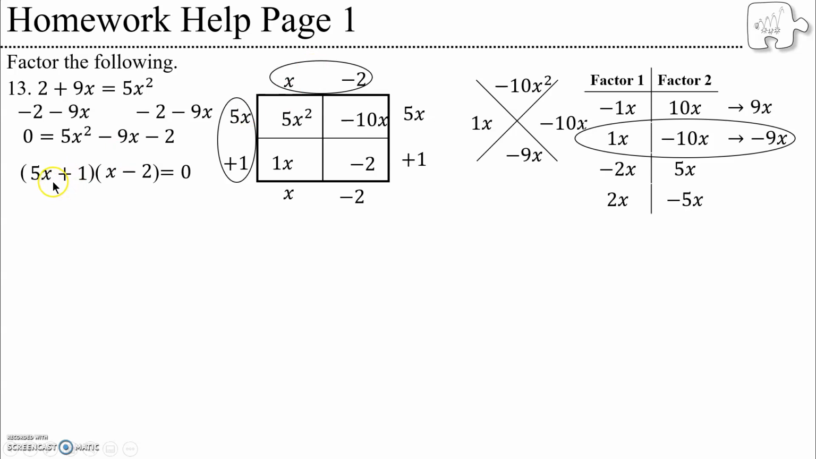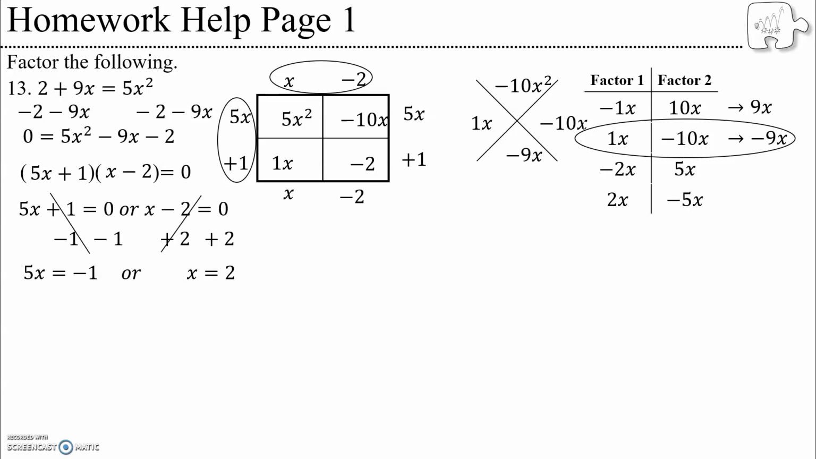So now we have it in our parentheses. We have a product of two different things equals 0, so we could use the zero product property and break this up into two problems. We have 5x plus 1 equals 0, or x minus 2 equals 0. Here we're going to subtract 1 from both sides. Here we're going to add 2 to both sides. So we cancel these out and get 5x equals negative 1, or x equals 2.